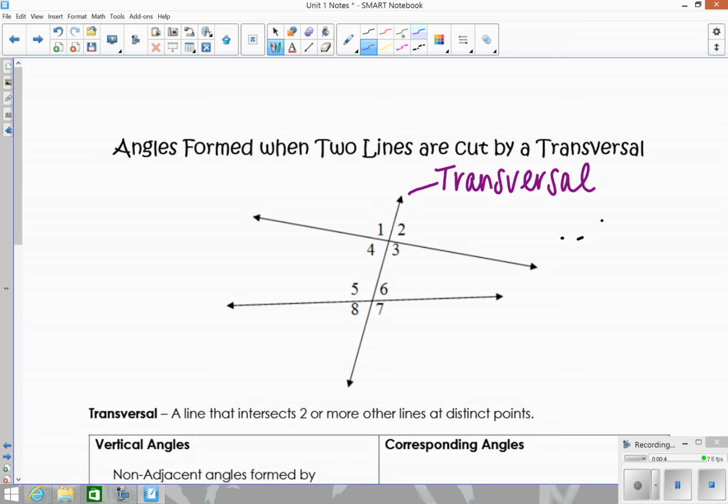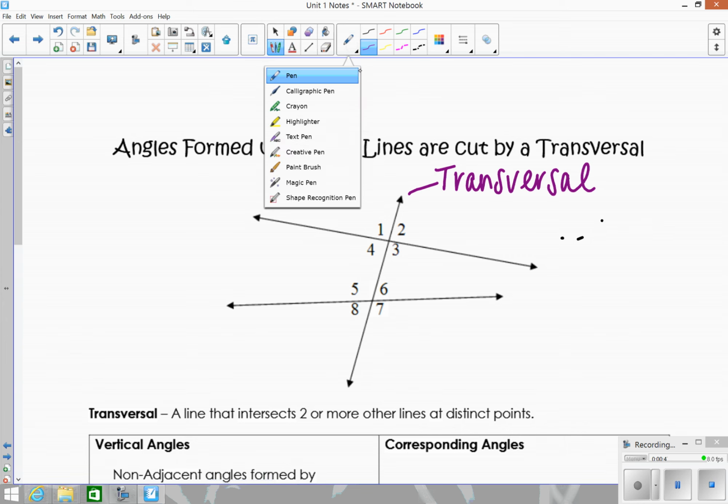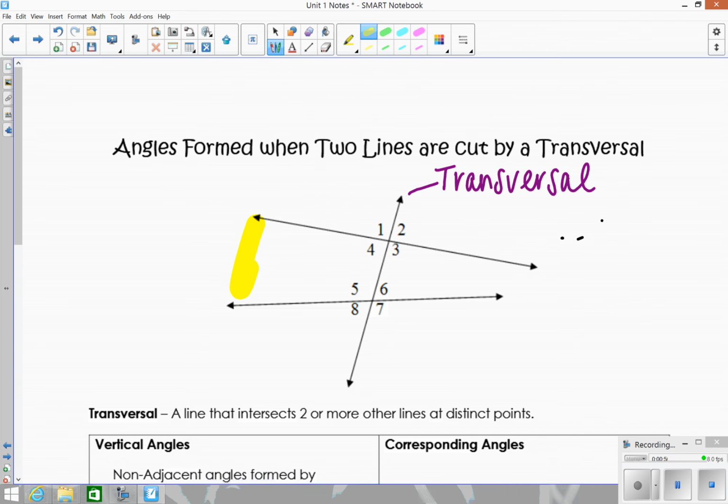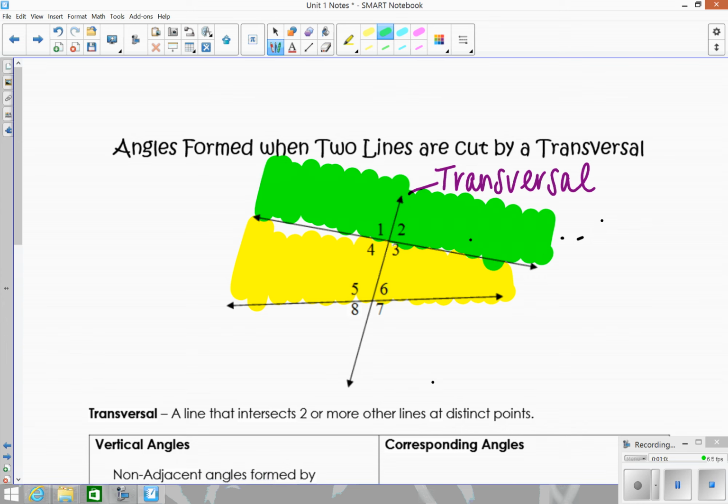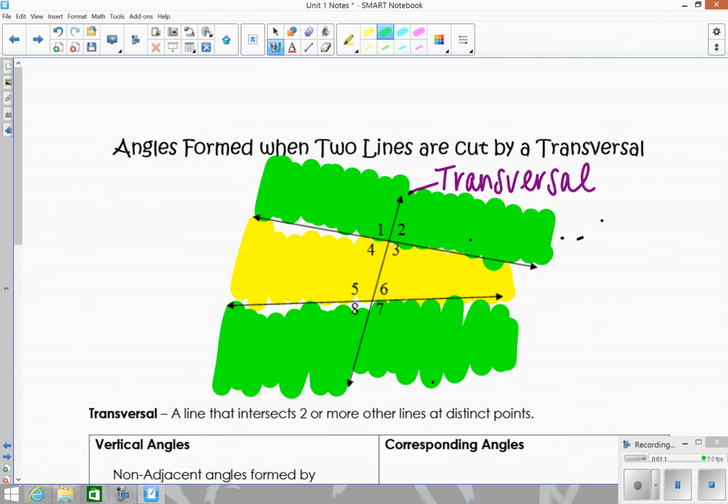So when we have a picture like this, there's a couple different things you want to know. So the first thing is going to be talking about the interior versus the exterior. So when I talk about the interior, I'm talking about this space right here. So this would be the interior because it's between those two lines that are being cut. And then the exterior would be here. So that's one side of the exterior because it's outside of the two lines. And then this would also be the exterior. So let's go ahead and just label those. So this is an exterior, interior, and then exterior.